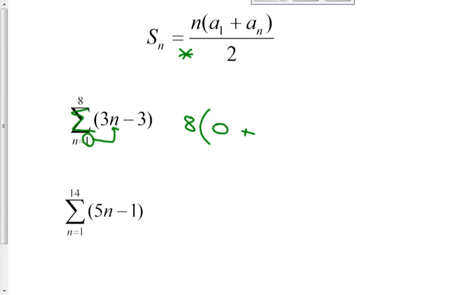Plus, now take your last number, which is 8, and put an 8 right there and solve. 3 times 8, 24. 24 minus 3, 21. And then the whole thing divides by 2. 0 plus 21 is 21 times 8, divided in half, and you should get 84 for an answer. So the sum of the first 8 terms is 84.